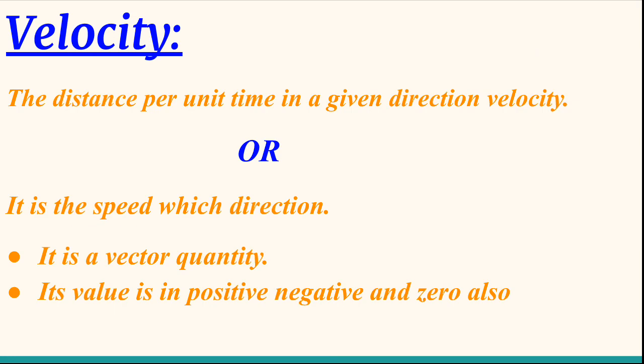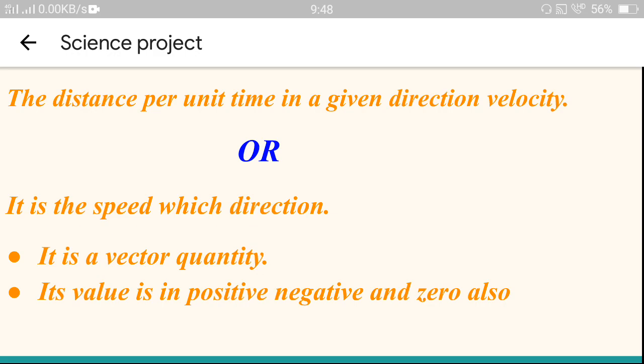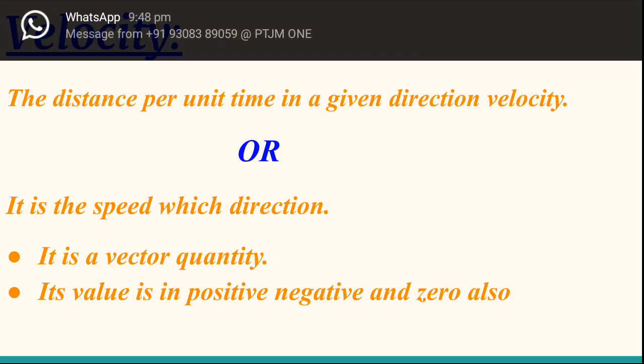It is a vector quantity, because we have read that a vector quantity has both magnitude and direction, and we have also seen in the definition, it is speed with direction, or the distance per unit time in a given direction. Its value can be positive, negative and 0 also. Remember one thing, all the vector quantities can be 0, negative, positive.